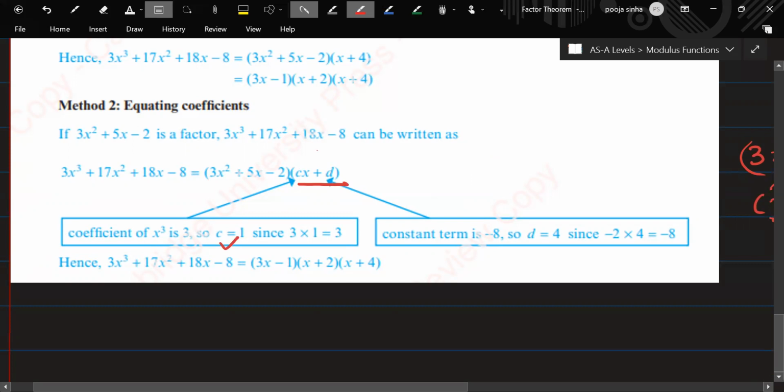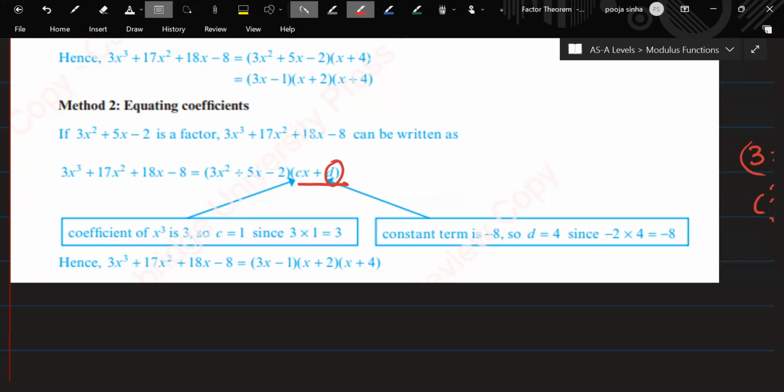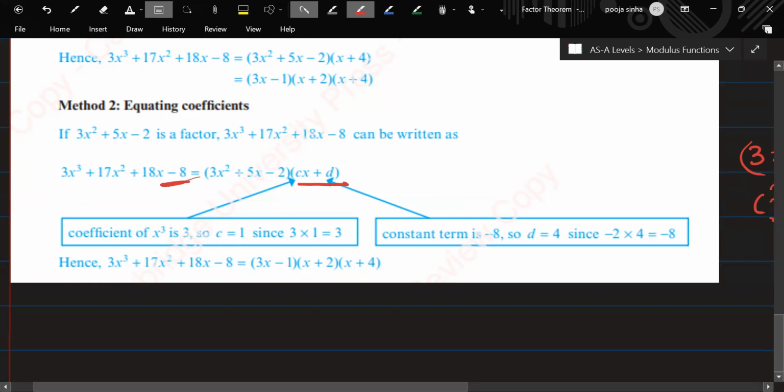Now same way, what is this d? Does it have any x with it? No. So which one do you think should we compare d with? Minus 8. Yeah, minus 8. So what out of these, if multiplied with d, will give you a constant only, no x, it's only minus 2. That is, minus 2 multiplied by d should give you minus 8. So d is equal to 4.